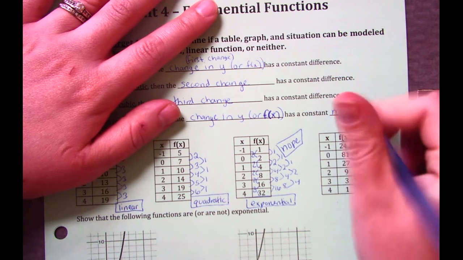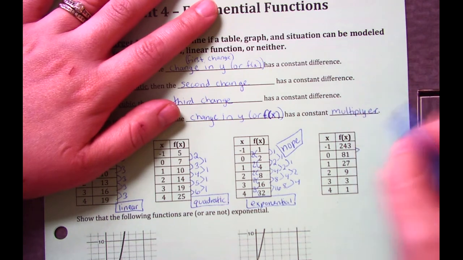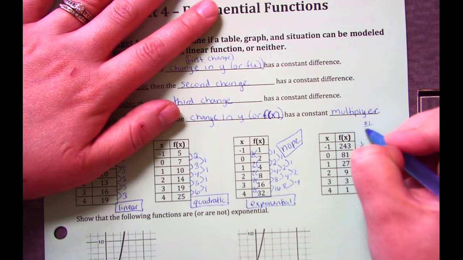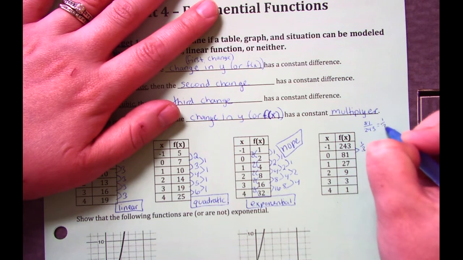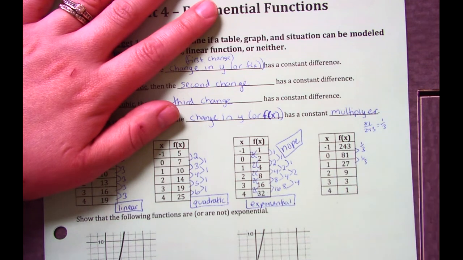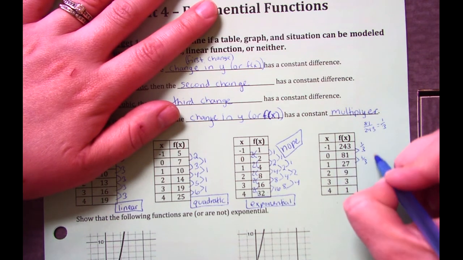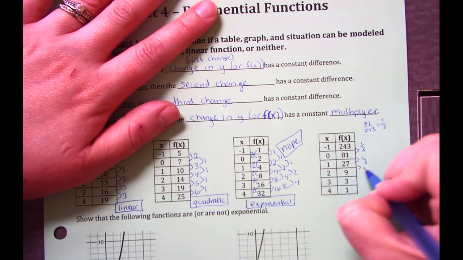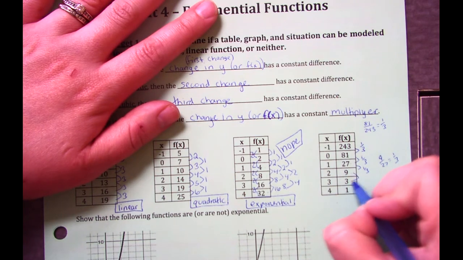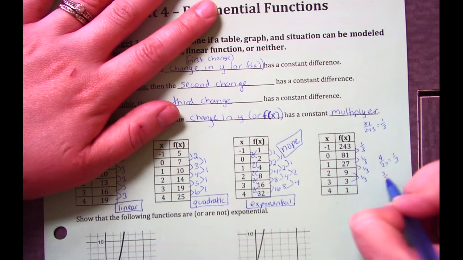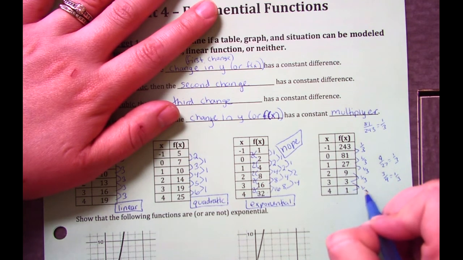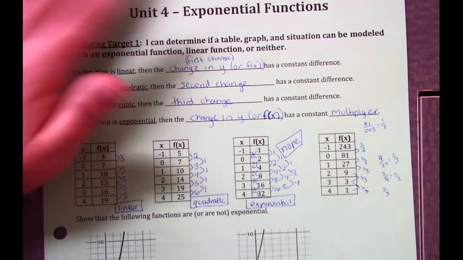81 divided by 243 is 1/3. Okay? 81 divided by 243 reduces to 1/3. 27 divided by 81 is 1/3. 9 divided by 27 is 1/3, right? 9 over 27 reduces to 1/3. 3 divided by 9 is 1/3. 1 divided by 3 is 1/3.